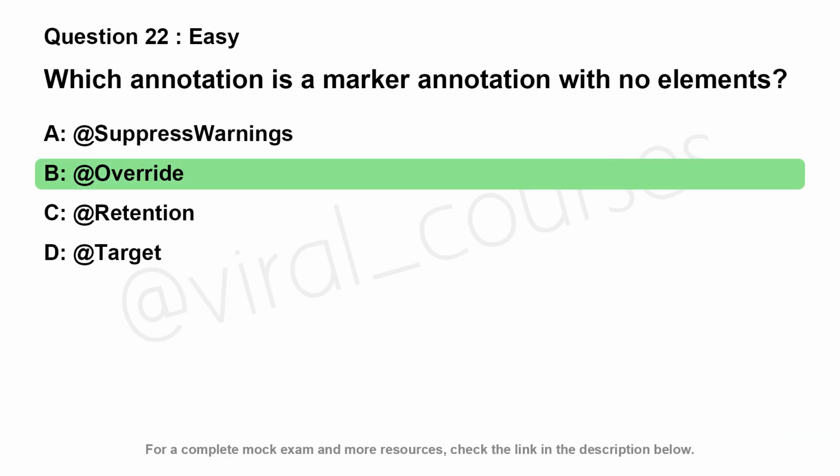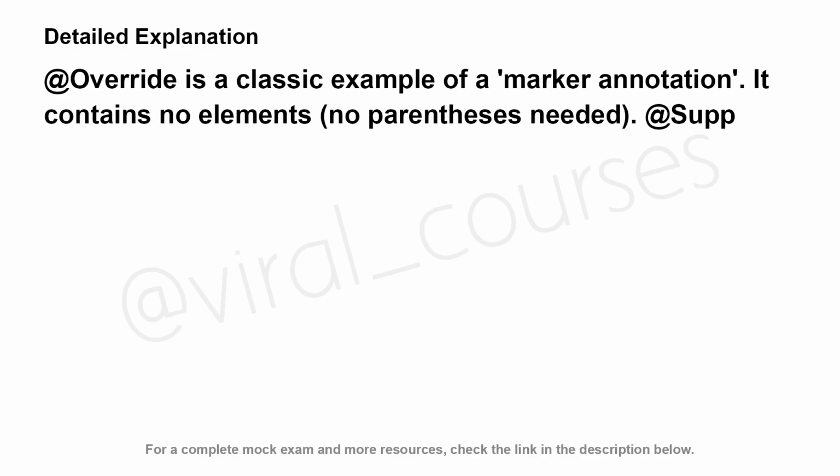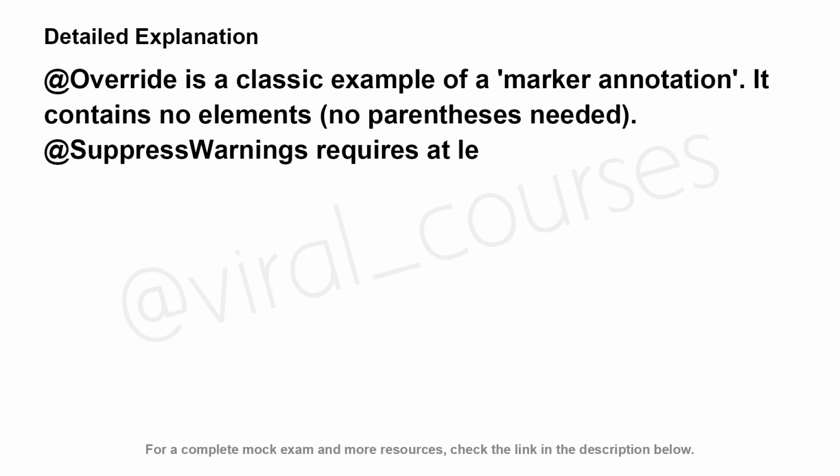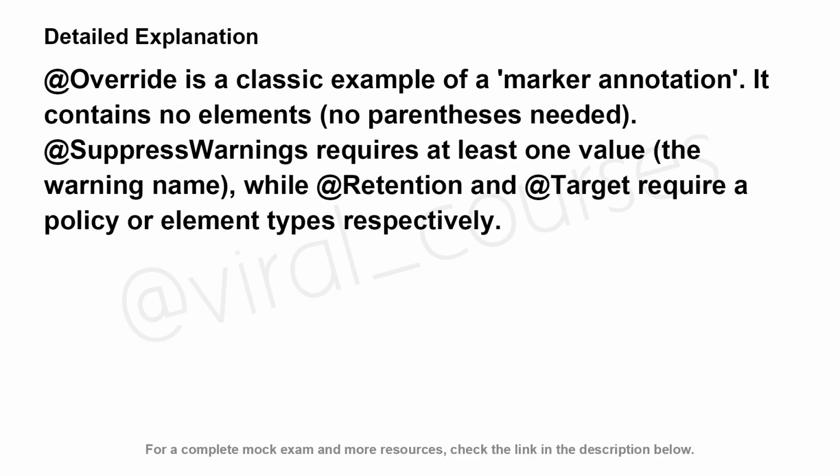The correct answer is B. @Override is a classic example of a marker annotation. It contains no elements. No parentheses needed. @SuppressWarnings requires at least one value, the warning name, while @Retention and @Target require a policy or element types respectively.